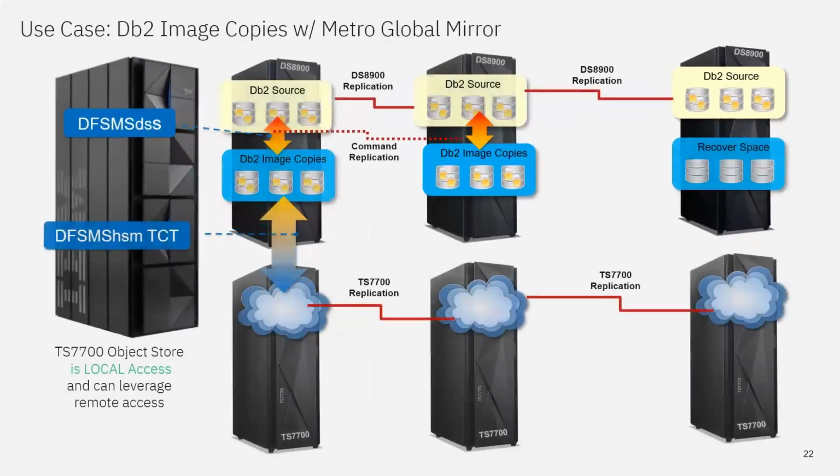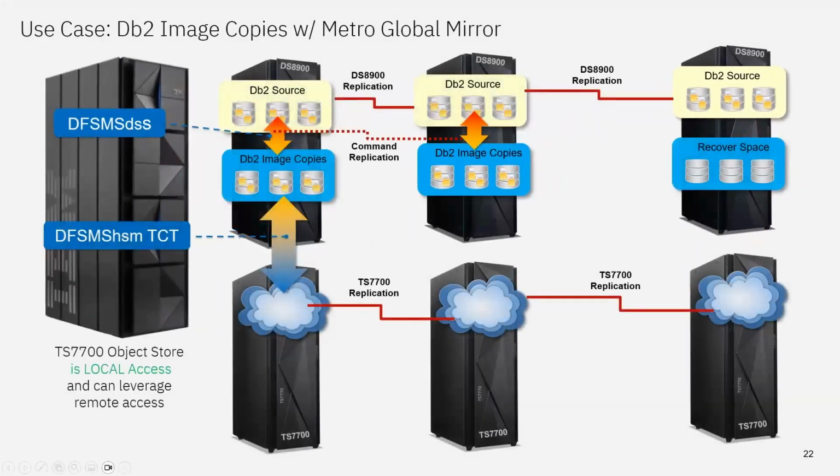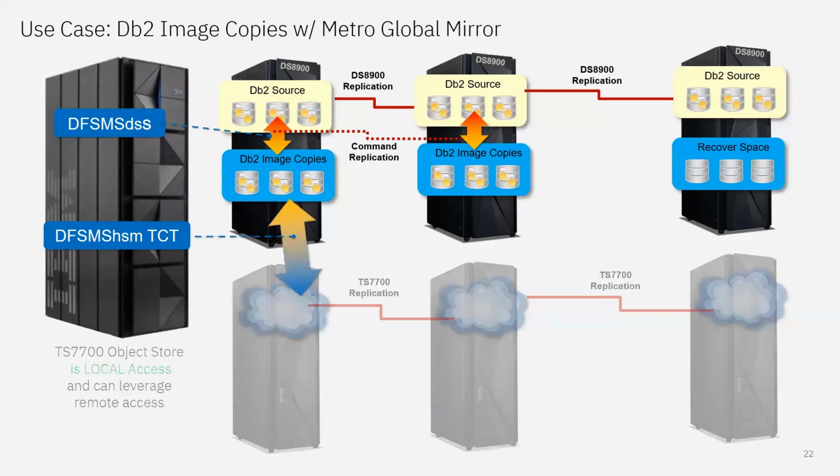And then it gets even better as we look at maybe you're in a Metro Global Mirror environment. It's the storage that's doing all the replication. You have your DB2 at your Metro Mirror, at your Global Mirror. The copies, we're using command replication to get the copy of both your primary and your secondary. When we write that to the object store, the 7700 replication replicates that across your grid. And so now you have these point-in-time copies, disk, virtual tape, 7700 across your entire environment, and none of the data went through the host.